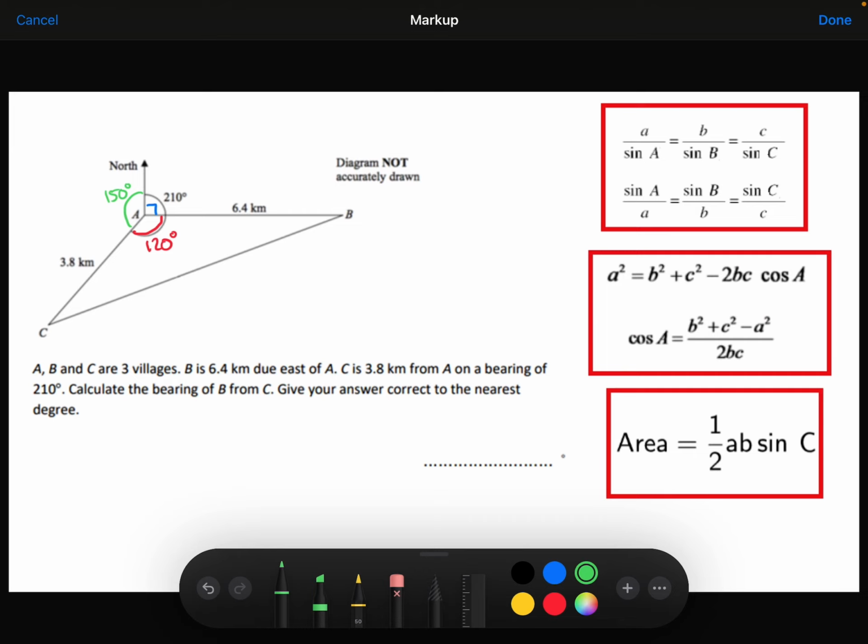Right, I need to calculate the bearing of B from C. So I'm reading that really carefully. The bearing of B from C. So let's start with the fact it's from C first of all. So that means we are at C. So I'm going to draw a north line at C. And I want to say what the bearing of B is. That's the direction to get to B. So I'm going to draw a line to get to B. So this is the bearing that I want to work out.